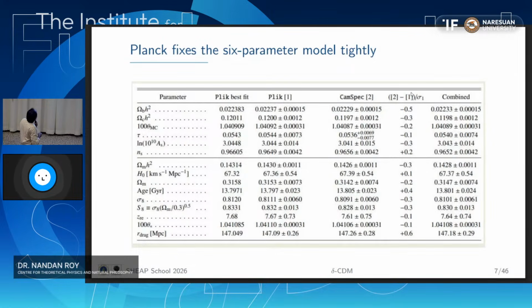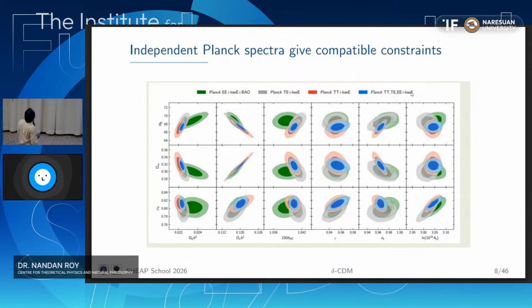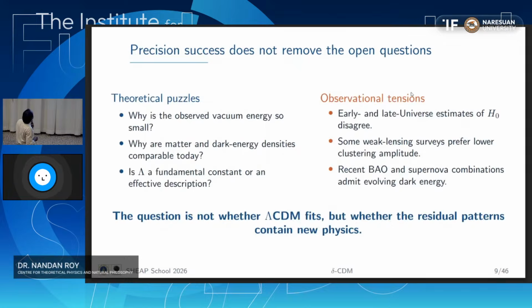These are the constraints. As you can see, these are the 6 parameters which are very precisely constrained. These are the different observations from the CMB, and this is the combined result from them. You can see these numbers are quite precisely constrained. So lambda CDM fits the data very well, and this is the posterior plot. You can go to the Planck 2018 paper to get this plot and table.